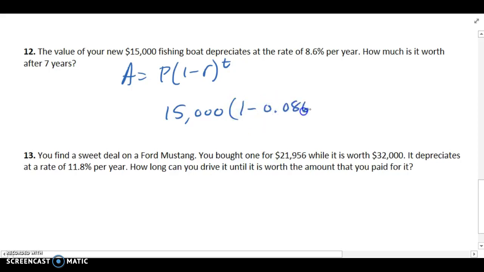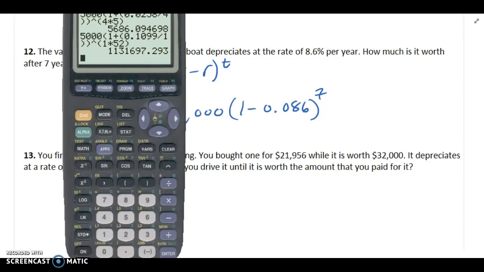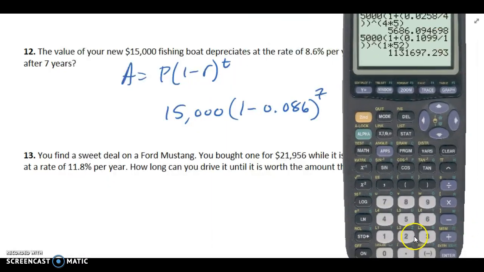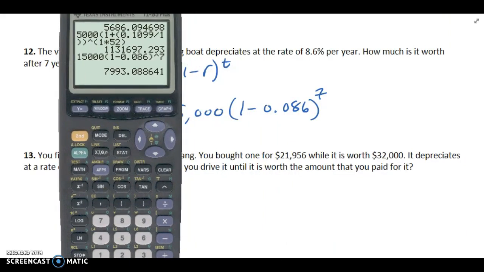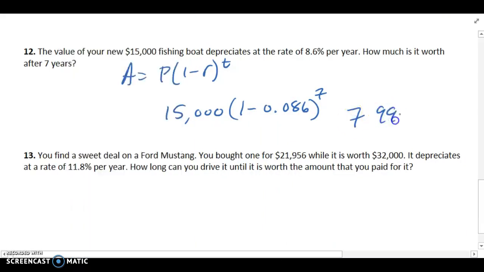So we're going to do this, and it'll be for 7 years. And so we're going to put that in the calculator. There's nothing hard about this, putting this in the calculator, just because there's no tricks to it. So we can actually just put this in: 15,123, parentheses 1 minus 0.086, parentheses, power button 7, enter, and then our boat was worth about $8,000, or $7,993.09.